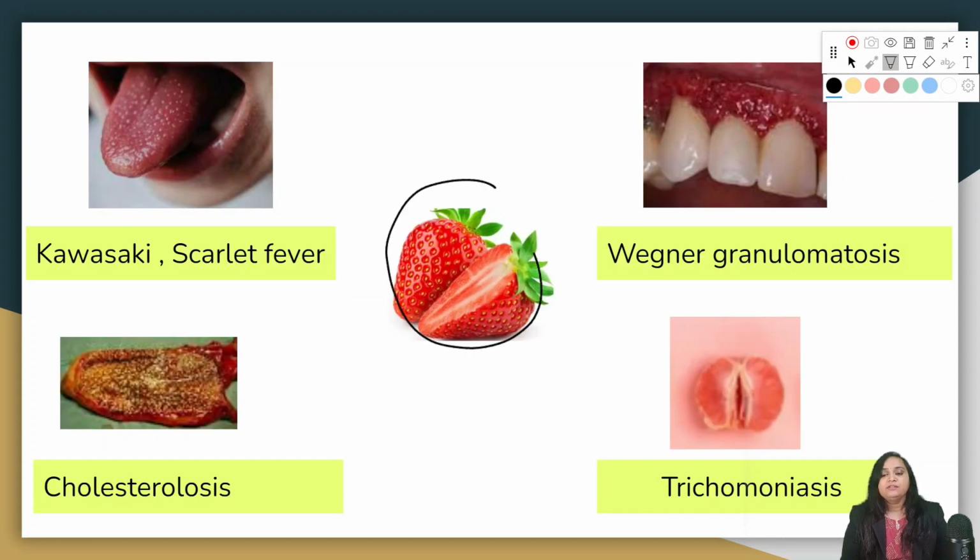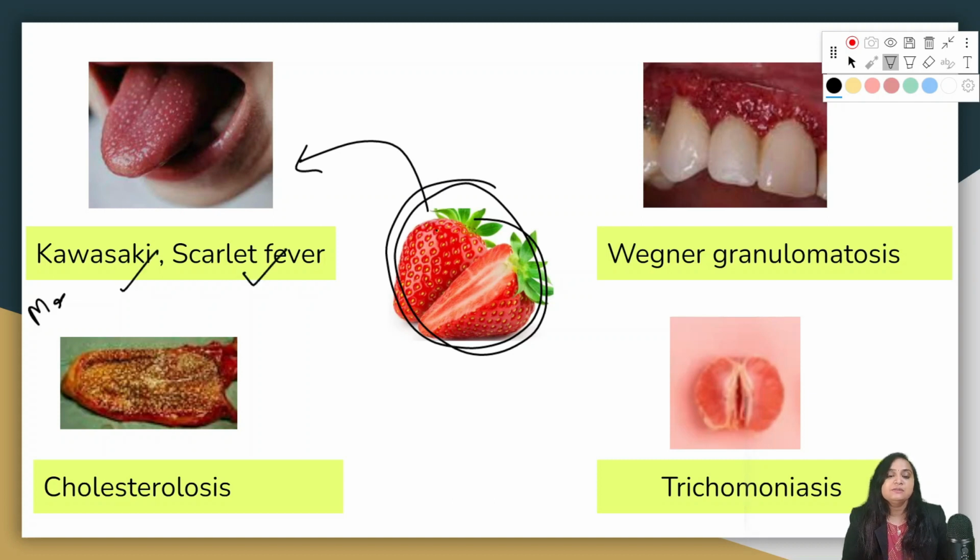Now a very important thing related to strawberries. Strawberry tongue is seen in which condition? Kawasaki disease as well as scarlet fever. Kawasaki disease is a medium vessel vasculitis, while strawberry gingiva is seen in granulomatosis with polyangiitis, which is a small vessel vasculitis.